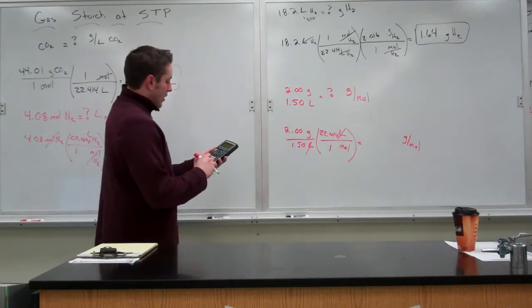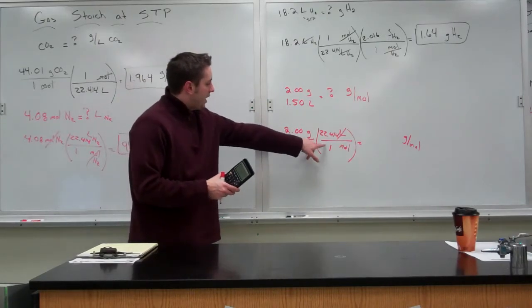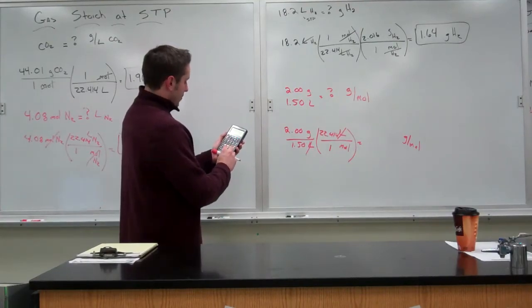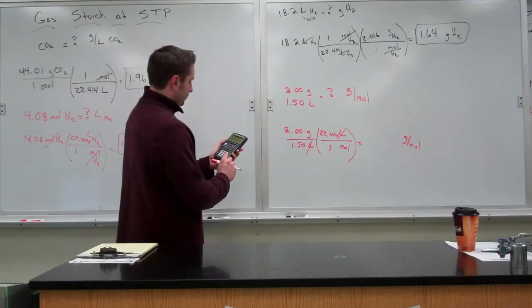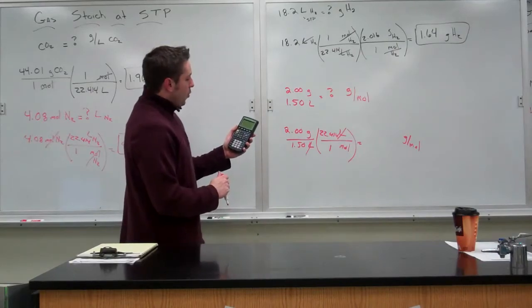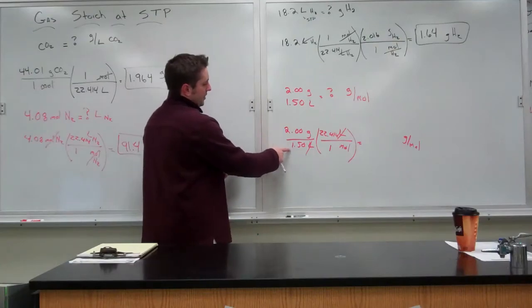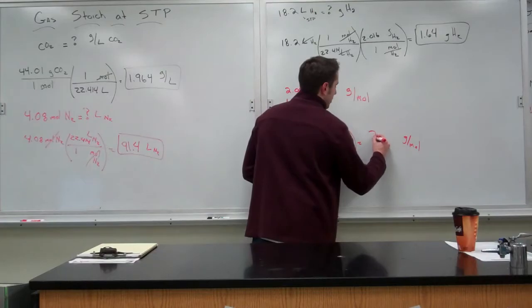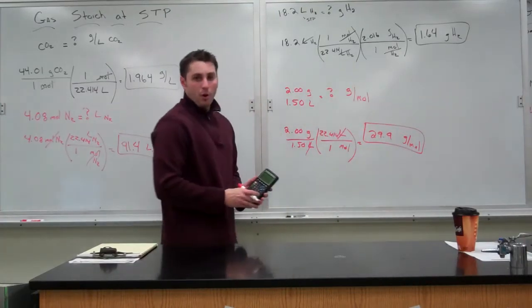And now we do the math. Be careful here not to forget to divide by your 1.50 at the beginning, even though it's not in a bracket. 2.00 divided by 1.50 times 22.414. This leads me to a number of 29.885. Again, 3 sig figs, 3 sig figs, 5 sig figs leads me to 3, so I have to call this 29.9 grams per mole.